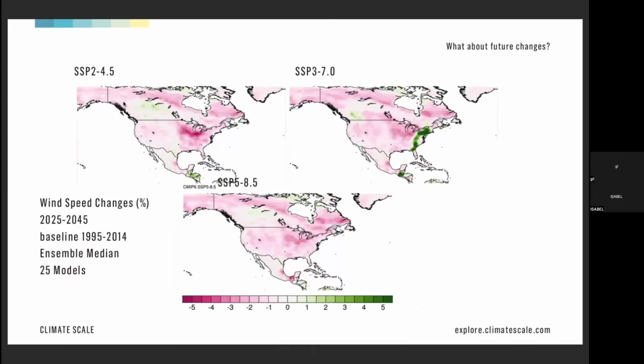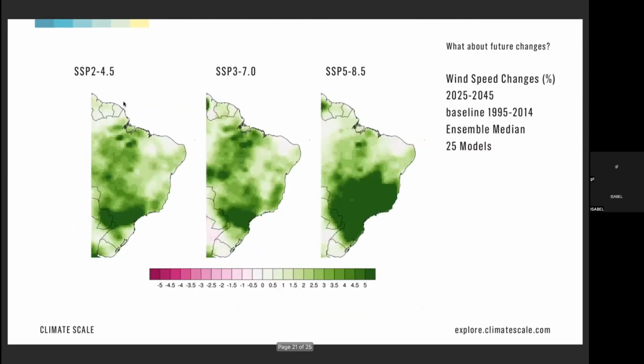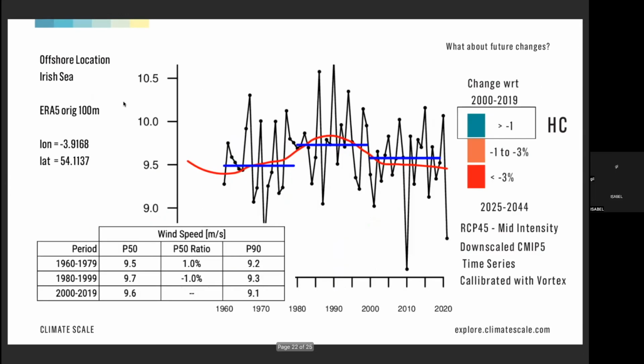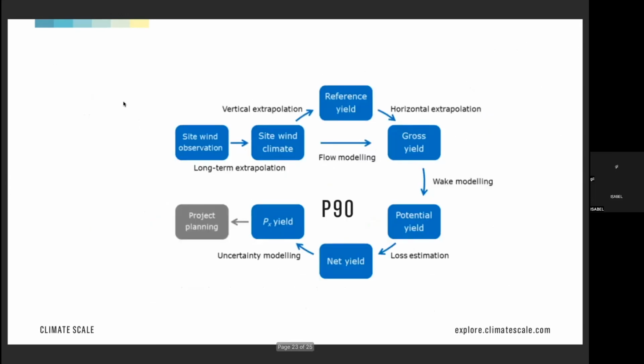So this is the US. The presentation will be available, so you can look at it in particular. And Brazil, with the convergence zone that is being accelerated with the higher scenario. So these are my two slides.